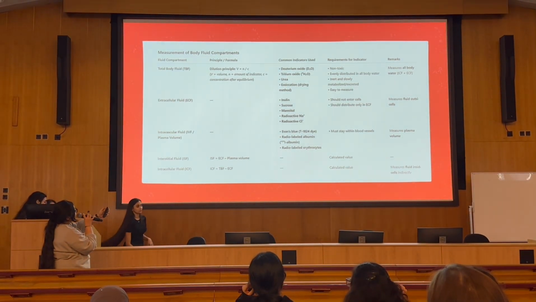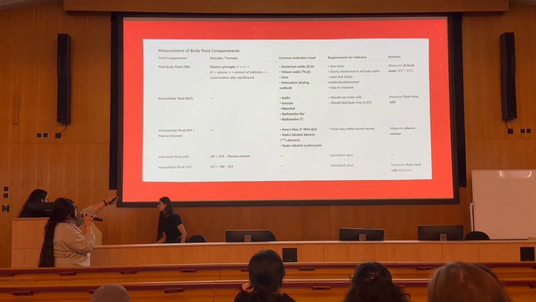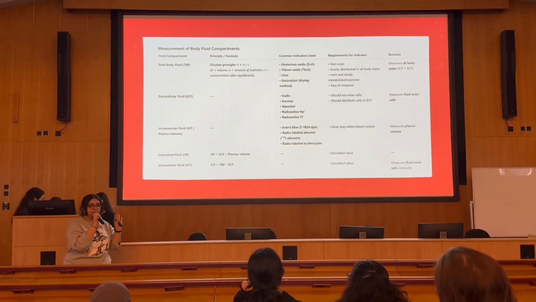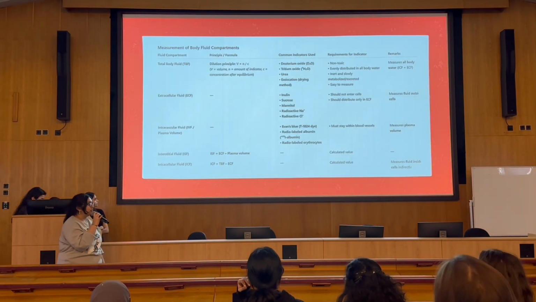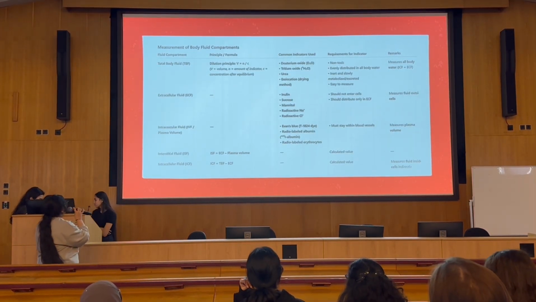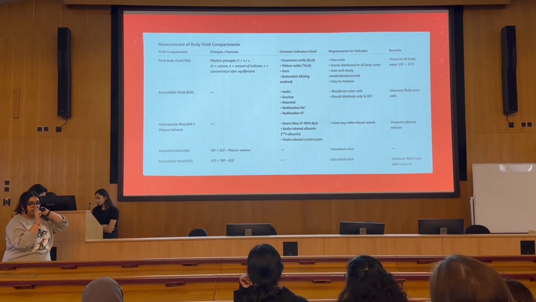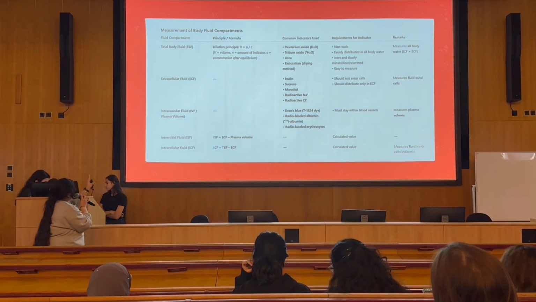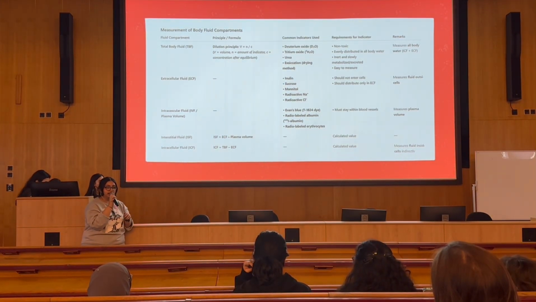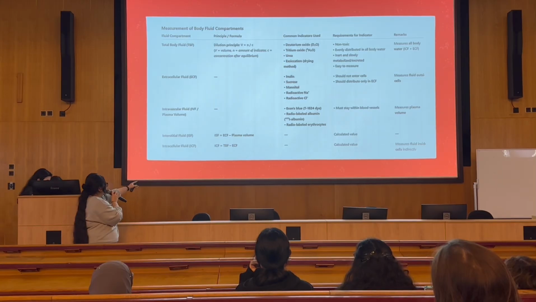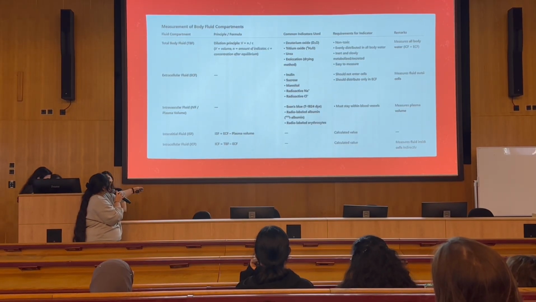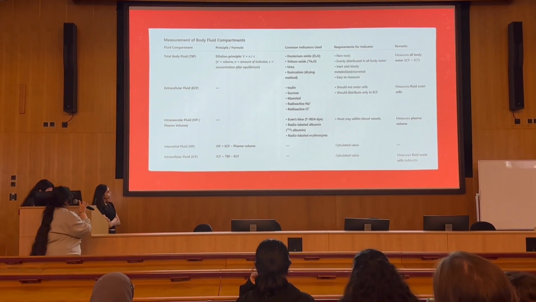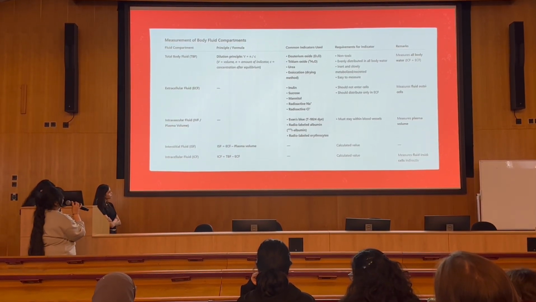The most common indicators used, you can see here. These are the most common indicators used, very, very important. You can get any question about this, like what are the indicators used for total body fluid? These are the ones, and just remember that intracellular fluid cannot be measured by an indicator. It can only be measured by this formula. Intracellular fluid is equal to total body fluid minus the extracellular fluid. So that's the only one which is not measured by the indicators.